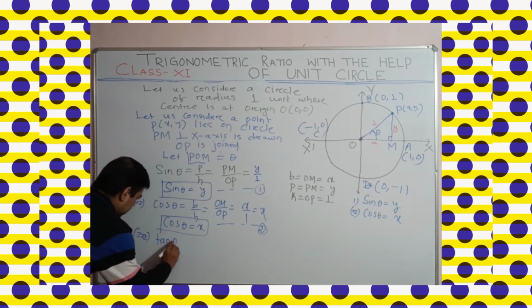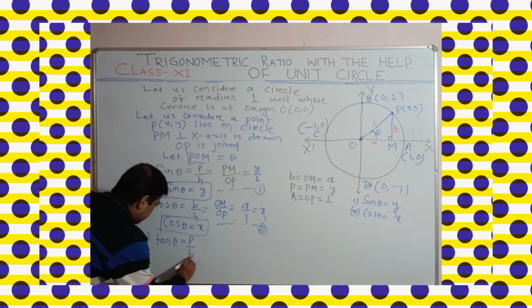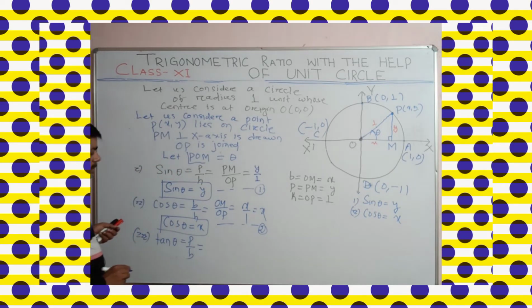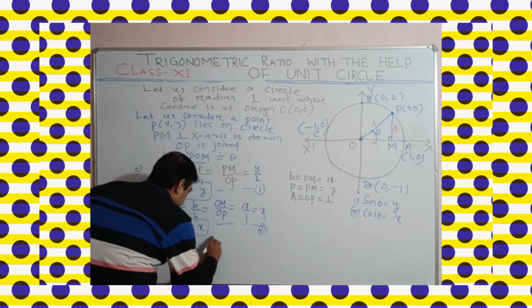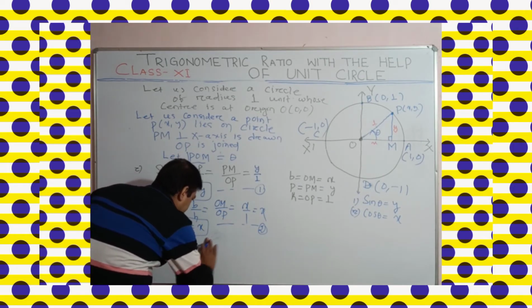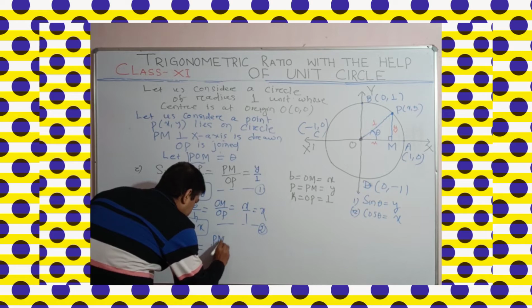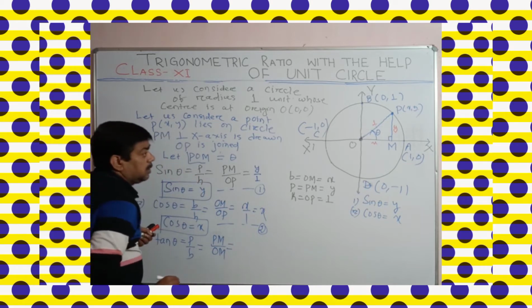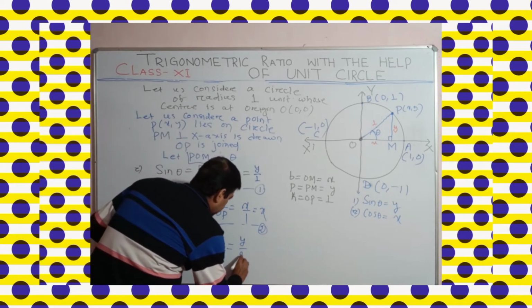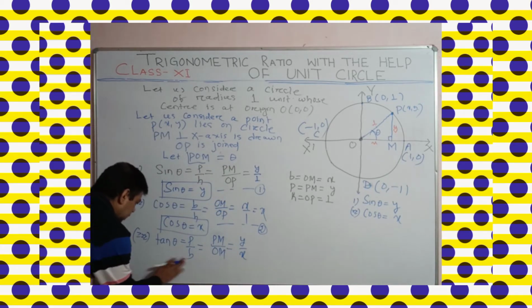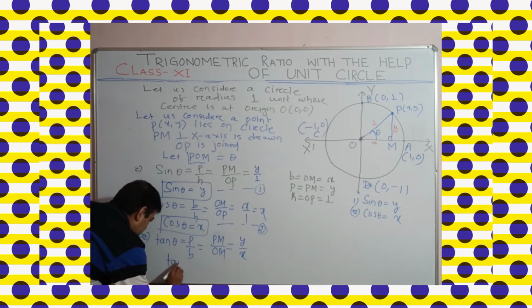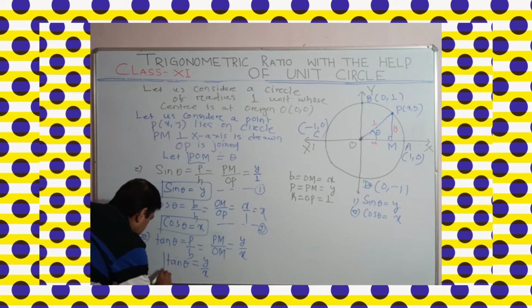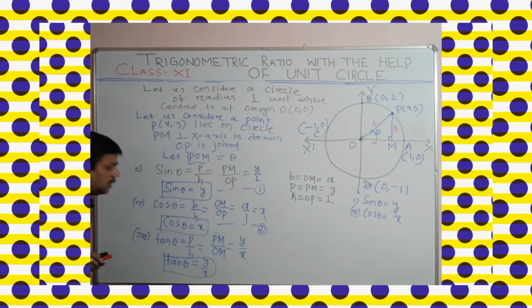and tan theta is equal to what? Perpendicular by base, P by B, the side opposite to the acute angle and the side adjacent to the acute angle. Yes or no? So which is PM by OM. Here PM means y and OM means x. So tan theta is equal to y upon x.